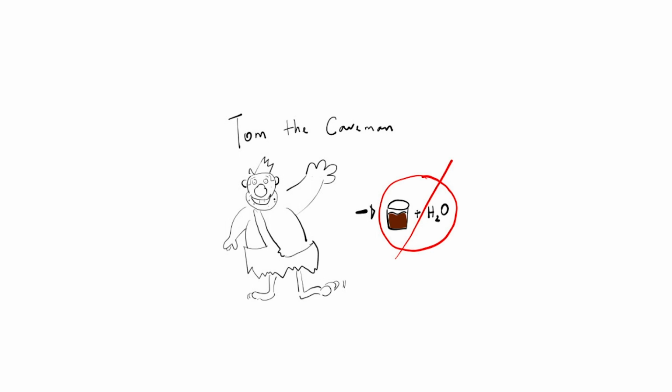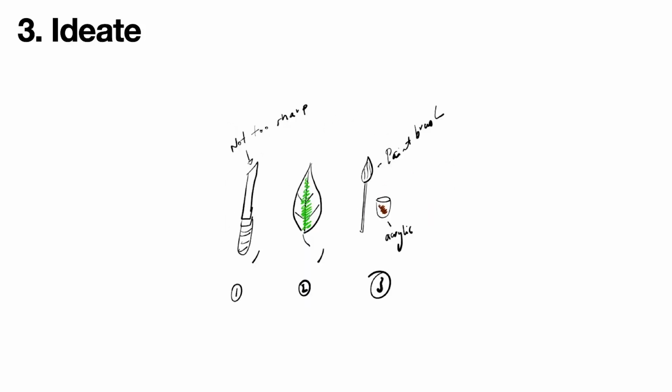Yeah, that's Tom, and that's clay and water. It's very, very apt. So now that we've defined the problem, we go to the ideate stage. We now know that Tom does not use the right materials. He uses clay and water, which isn't very effective. So what sort of ideas can we come up with?